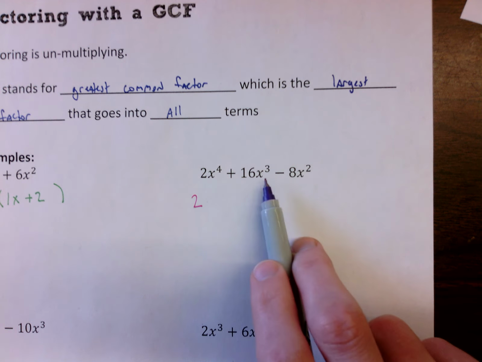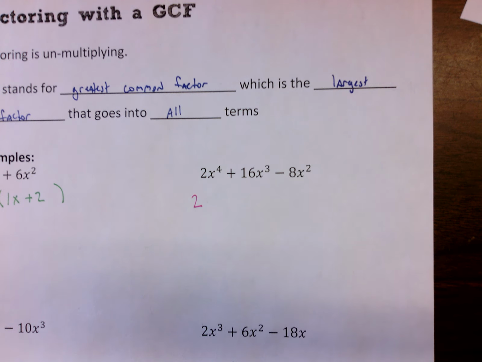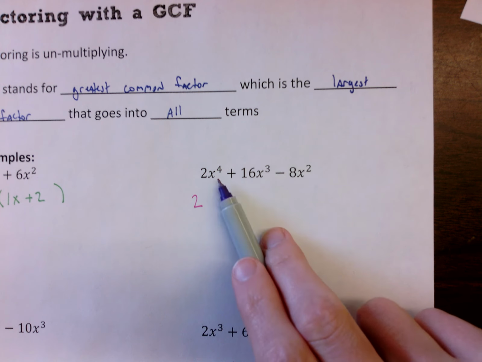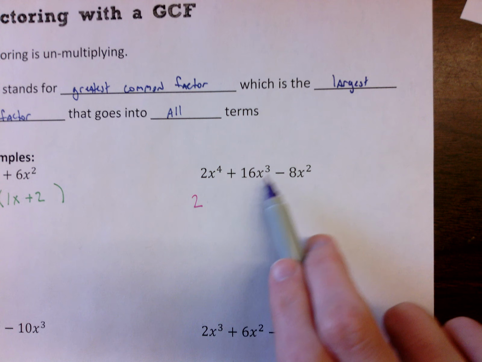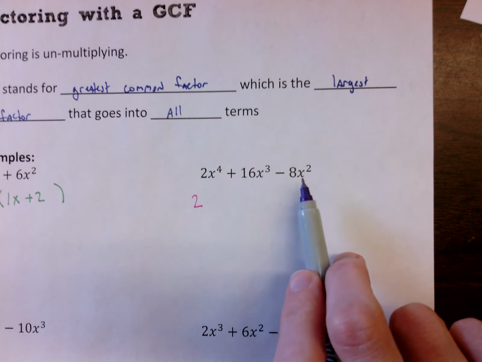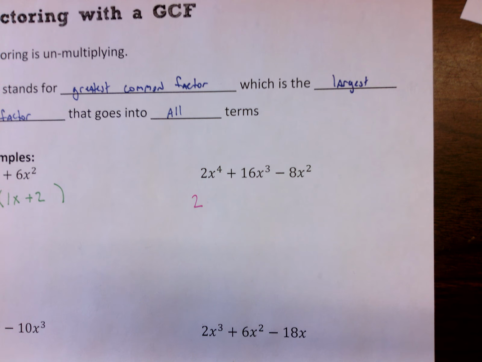All right, this guy's got 4 x's, this guy has 3 x's, that guy has 2 x's. So how many x's can I take from all of them before somebody runs out? Okay, if I take 1, they'll all have some left over. If I take 2 from each of them, this guy will have 2 left over, he'll have 1 left over, he won't have any left over. So that's what I'm looking for.